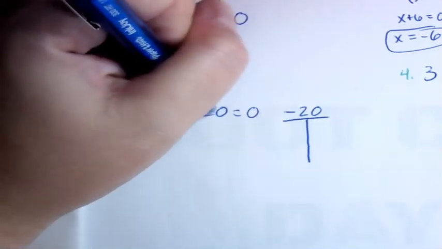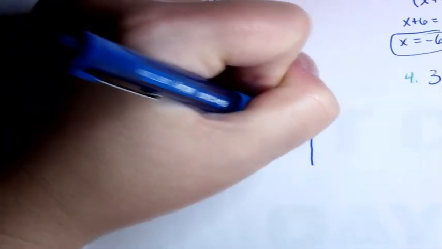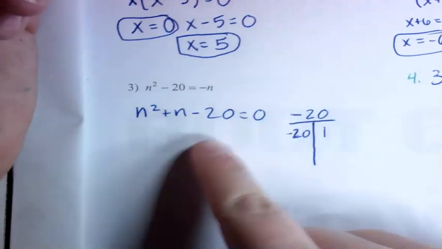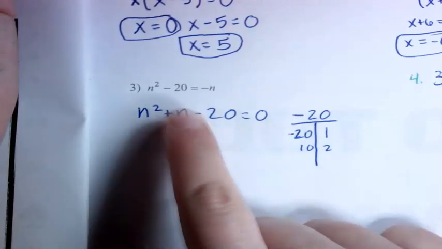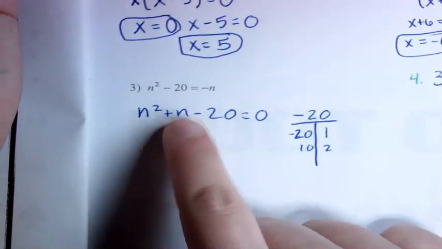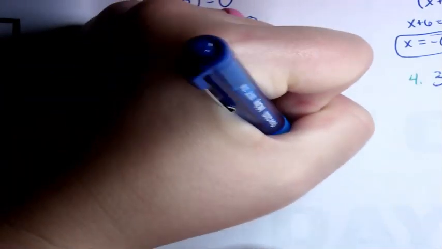So negative 20, or really just 20 times 1 equals, oh no, we can't make that equal 1. 2 and 10, one of them has to be negative, but we still can't combine them to equal a positive 1. Ooh, but then we've got 4 and 5.